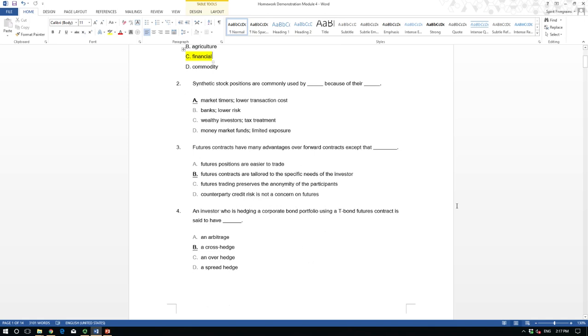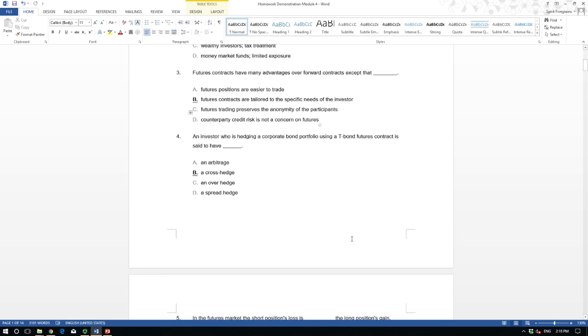Number three, futures contracts have many advantages over forward contracts, except what? Futures contracts have no credit risk, but they're not tailor-made for clients like forward contracts. And the answer is B. Contracts that are tailored to specific needs of the investor: this is an incorrect statement. It is forward contracts that are tailored to specific needs of the investor.